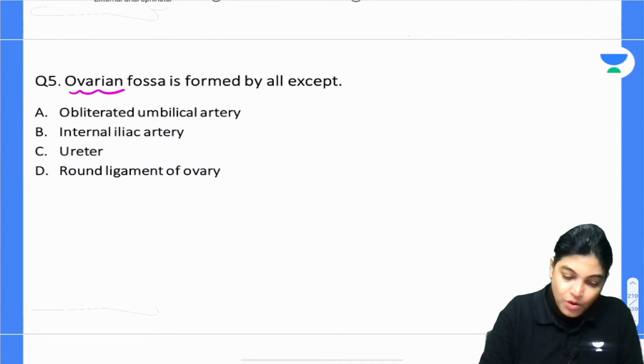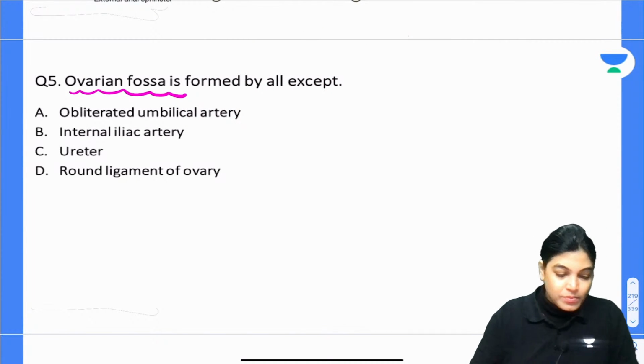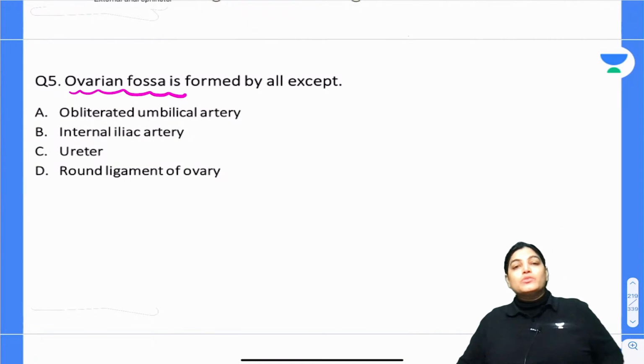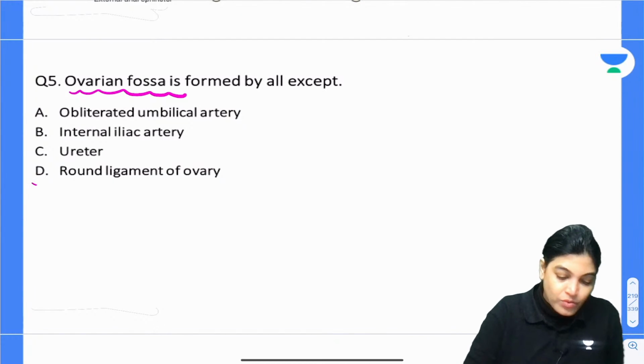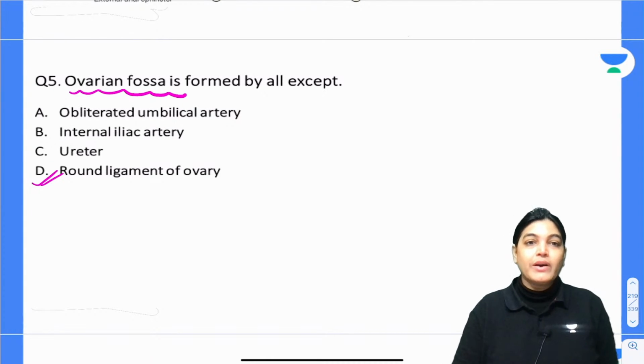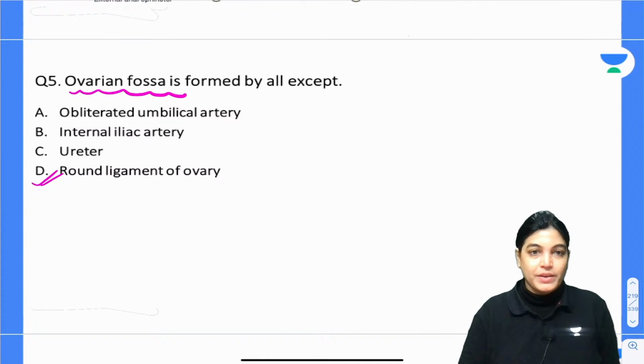So my dear aspirants, which of the following structures is not contributing to form any kind of boundary for the ovarian fossa? Here the correct answer is round ligament of ovary. The rest of the structures mentioned in the options form the boundary of the ovarian fossa. So let us solve this.